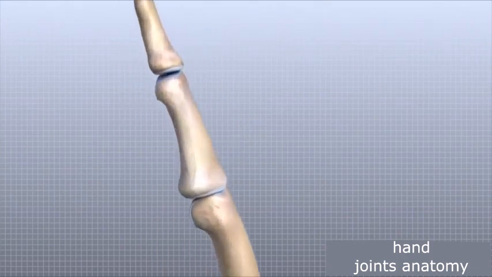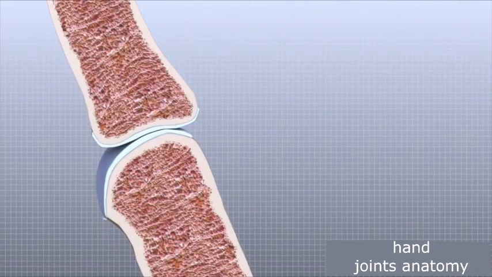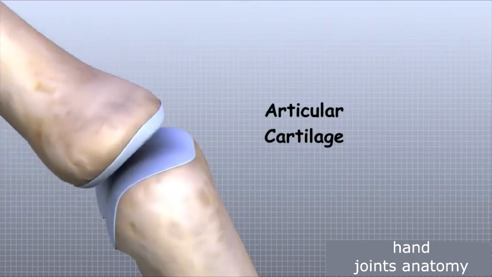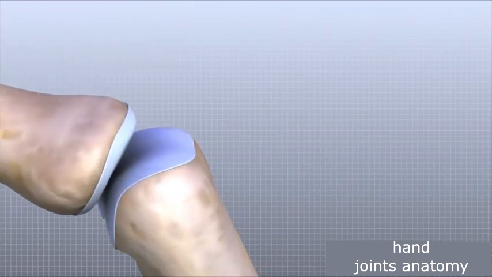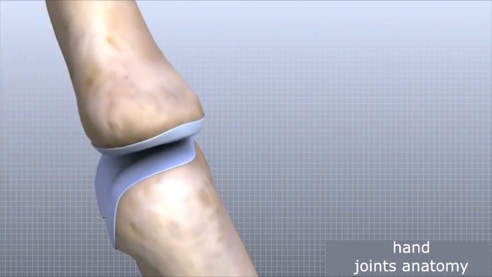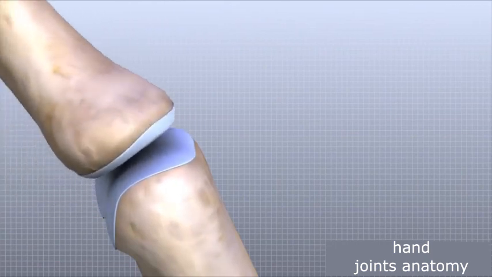All the joints of the hand we studied so far are covered at the end by articular cartilage. This white shiny material has a rubbery consistency. The function of articular cartilage is to absorb shock and to facilitate free motion. There is articular cartilage almost everywhere where 2 bones come in contact with each other.